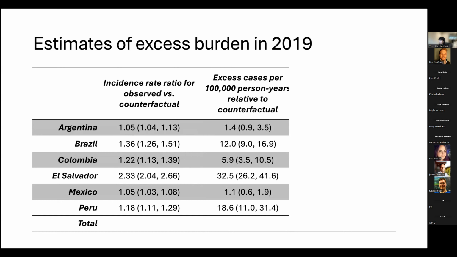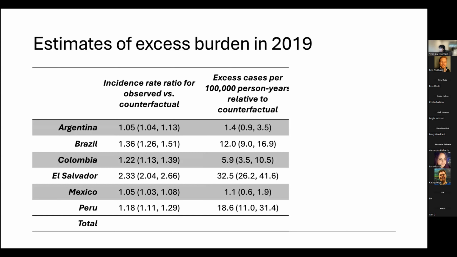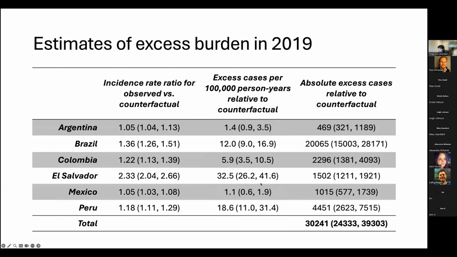This then translates to a different per capita burden in each country, which is largely based on the TB burden in the general population in each country. And that ranges from about one case per 100,000 in Mexico to about 32.5 cases per 100,000 in El Salvador. And then we can also estimate how that translates in the absolute scale of absolute excess cases. We estimate that in 2019 alone, over 30,000 incident TB cases could be attributed to the rise in incarceration prevalence since 1990.